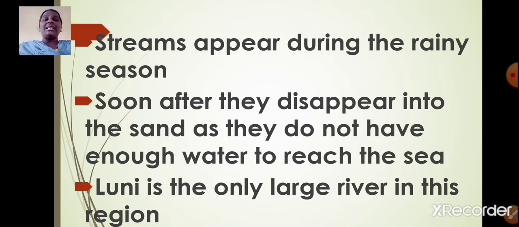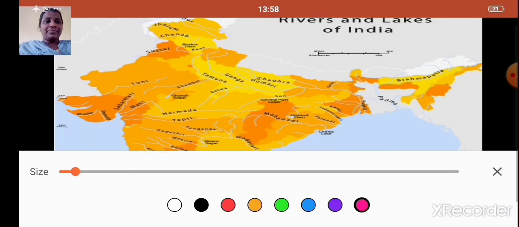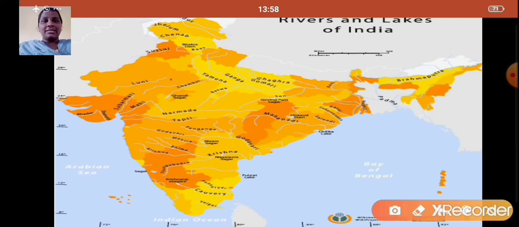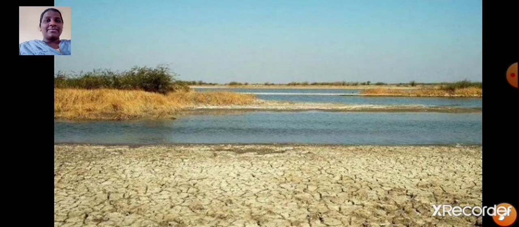Luni is the only large river in this region. Okay, let us have a look. Here you can see river Luni. It is the only river in Rajasthan. Here is the image of river Luni.